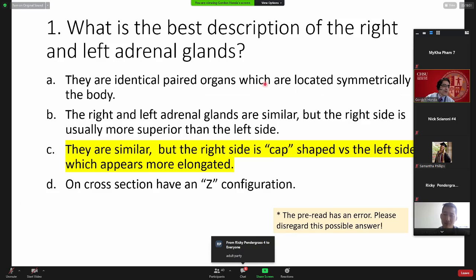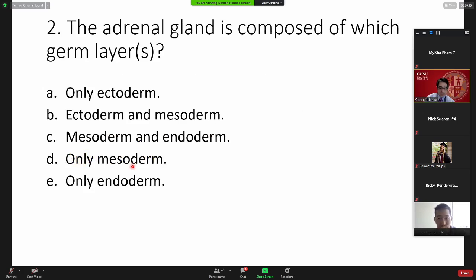Okay, so what we wanted was, they are similar. The right side looks like a cap. The left side looks more elongated. In cross section, Z is really a Y. Any questions about the adrenal gland? Okay, good. So this one's pretty straightforward. Let's take a few seconds.